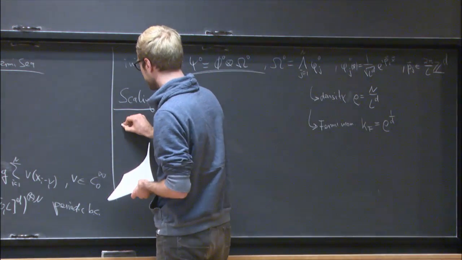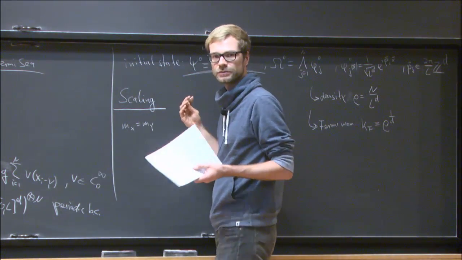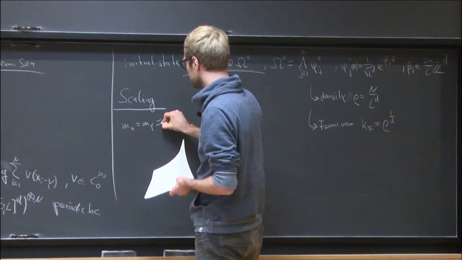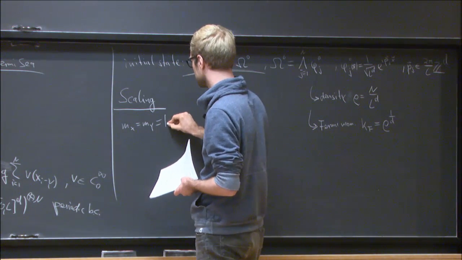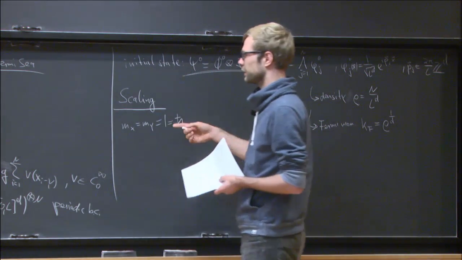Namely, I want to look at a situation where the masses are really of the same order of magnitude. So say they are both equal. Say they are both 1. And also h bar I've already set to 1 here.